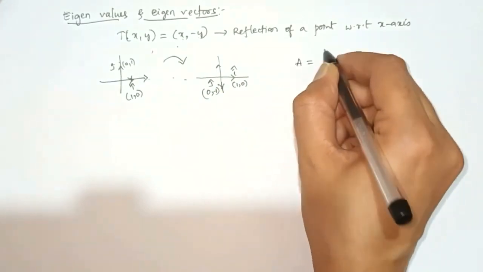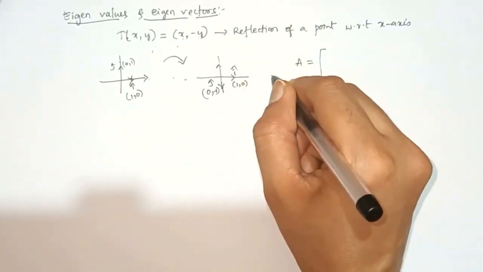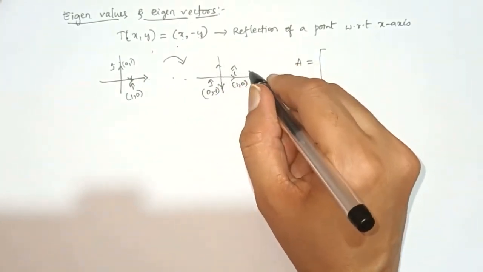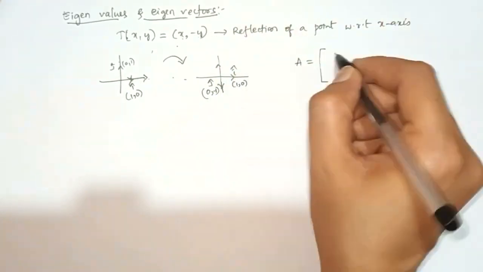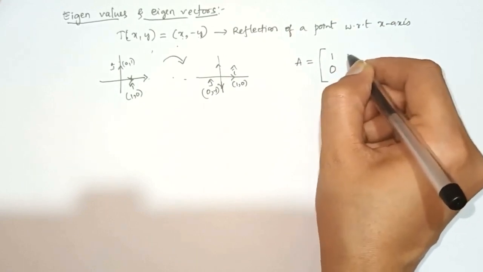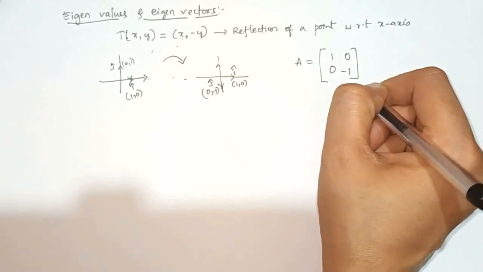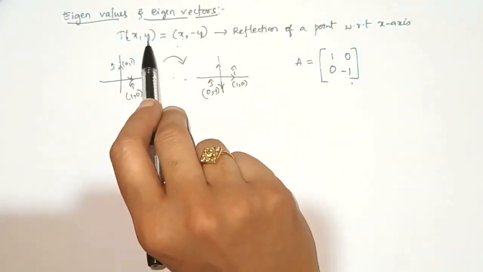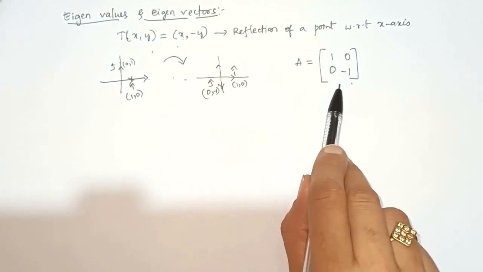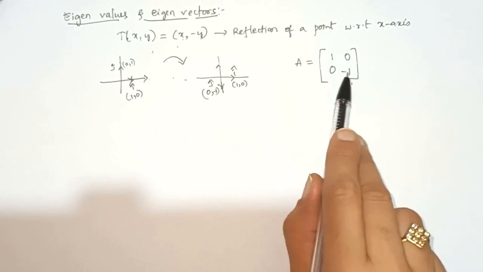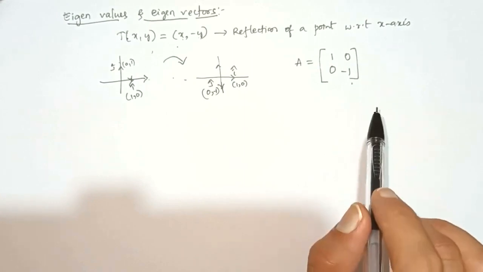Hence, the matrix of this linear transformation is nothing but where i cap and j cap land, the new positions of i cap and j cap after applying the given linear transformation. So i cap goes to (1, 0) and j cap goes to (0, minus 1). This is called the matrix of the linear transformation. Therefore, eigenvalues and eigenvectors of the linear transformation are the same as the eigenvalues and eigenvectors of this matrix A. Matrix is a tool to perform all the operations related to the given linear transformation.